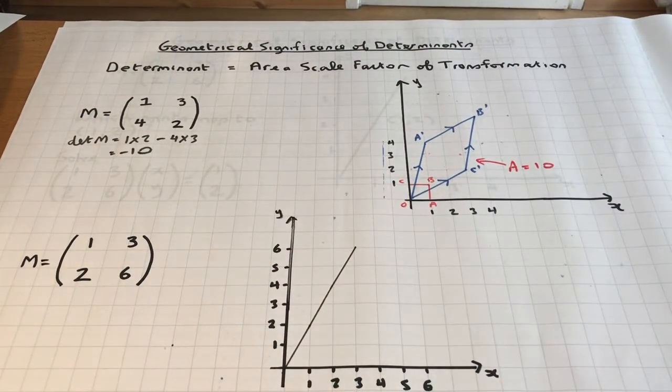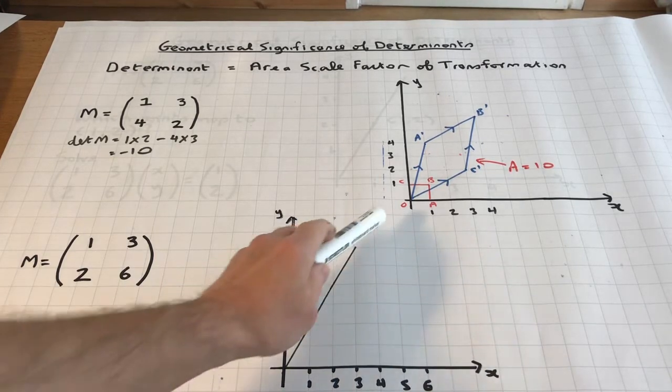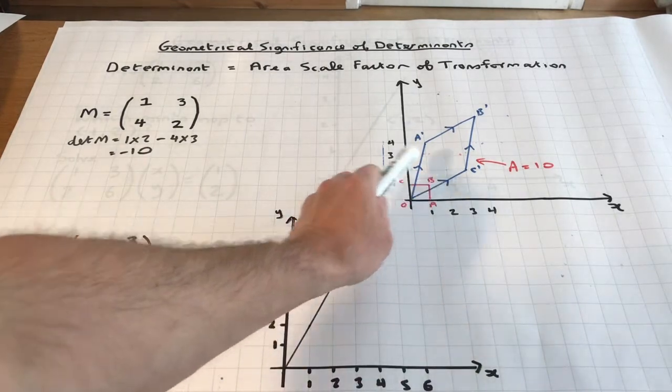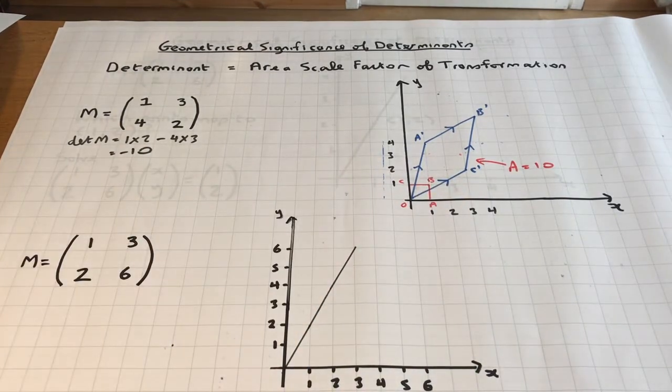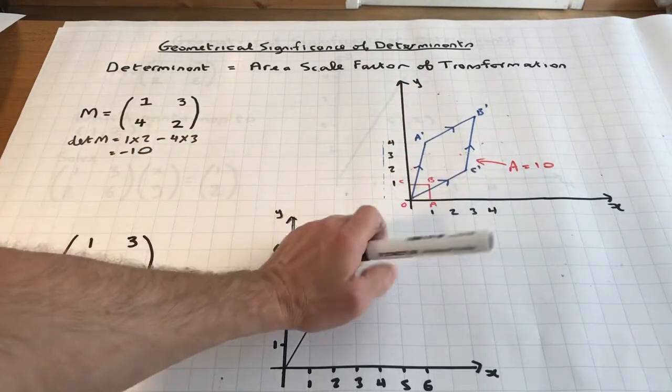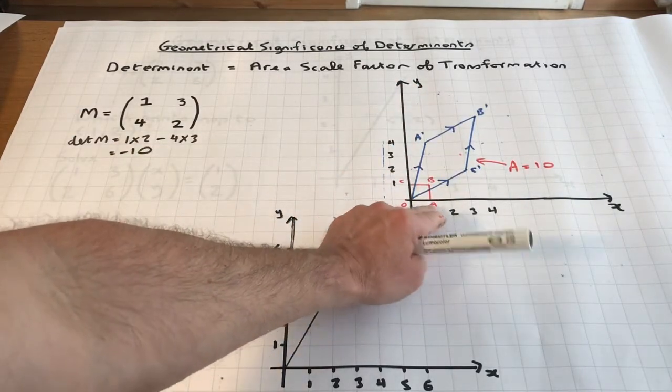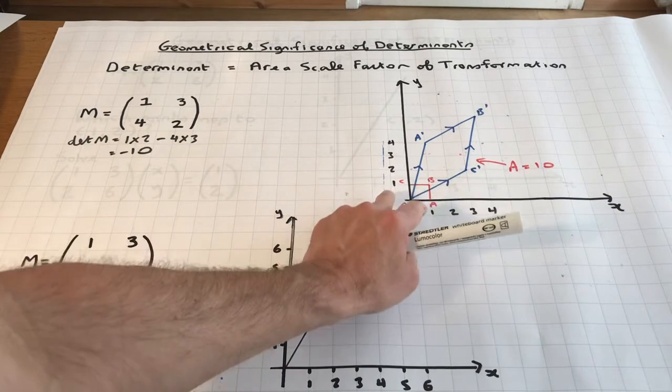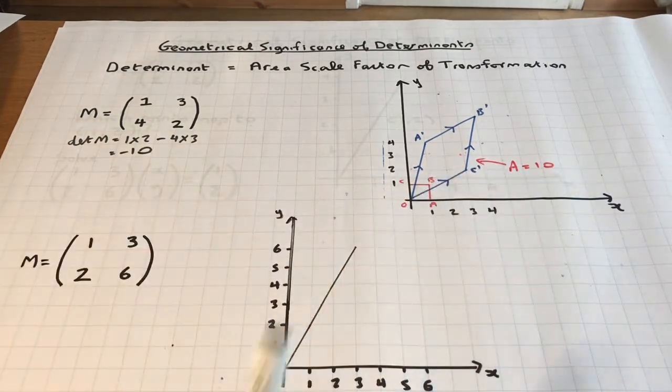But notice something has changed. The orientation of the shape has changed. Because this time, instead of going O to A to B to C, going round anti-clockwise, the way that I've labelled the diagram, the new parallelogram goes O to A dashed to B dashed to C dashed. Because the image of OA ended up being above the image of OC.